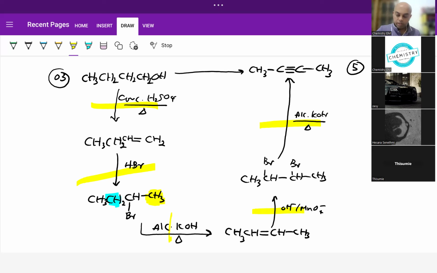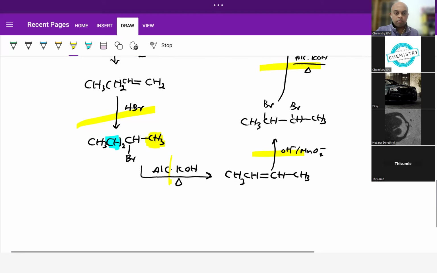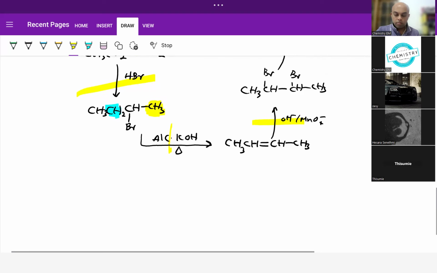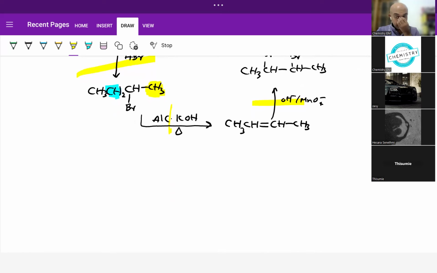I will explain the reason. Can you remember the mechanism of this one? The Br2 addition to an alkene. Can you remember the mechanism? If you can remember the mechanism, then it's easy to understand and easy to answer this one, right? So in the first step, let me draw the mechanism, right? Let me draw like this.